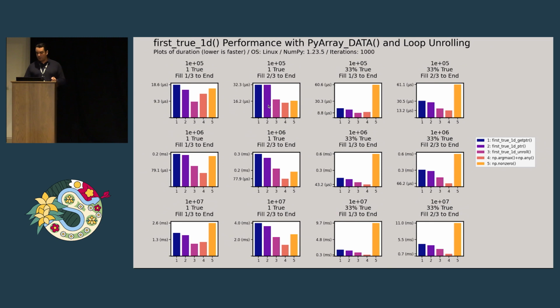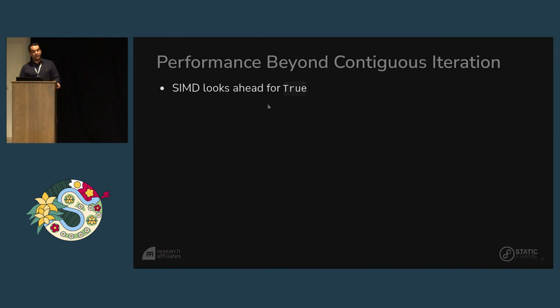So how does this perform? So we can see number 3, the red bar, loop unrolling works. It gets us quite a bit faster than what we were doing with first true 1D pointer. So that's pretty cool. But it's still not as fast as np.argmax. So where can we go?